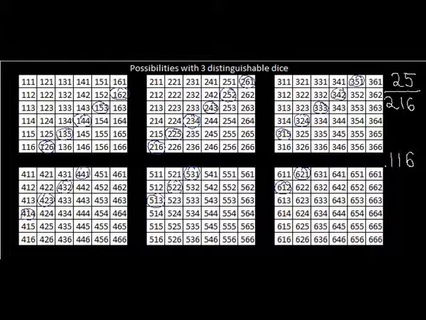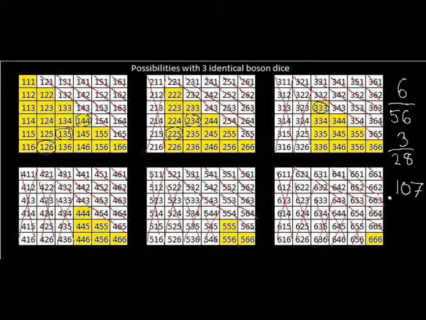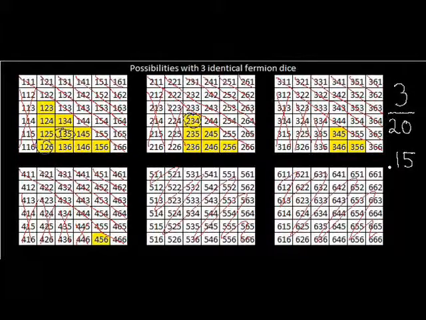So there are 216 possibilities, of which 25 add to become 9. So the probability that we will roll a 9 with 3 distinguishable dice is 25 of 216, which reduces to become 0.116. For identical bosons, after crossing out all the repeats, there are only 56 possible rolls left. Of those, 6 add to be 9. The probability is 0.1. For identical fermions, after crossing off all the doubles in addition to crossing out all the repeats, there are only 20 possibilities left. Only 3 add to be 9, leaving us with a probability of 0.15.